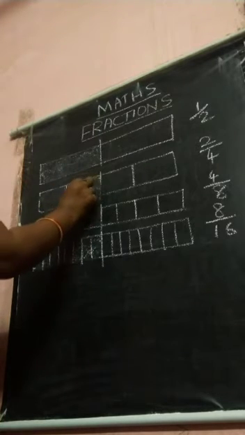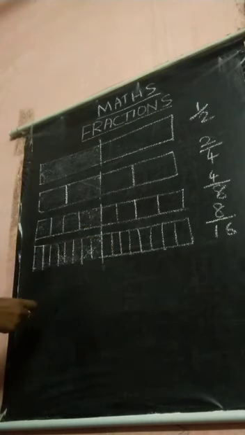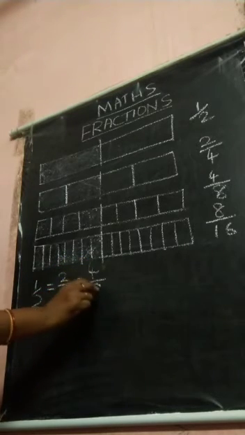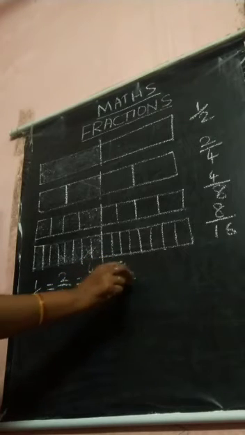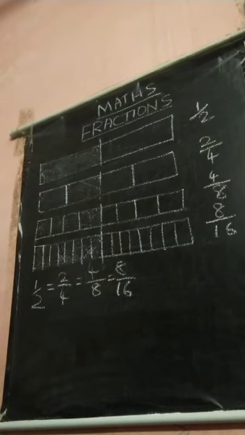But all are equal parts you shaded. So 1 by 2 equals 2 by 4 equals 4 by 8 equals 8 by 16. Though colored in different parts, you shaded the equal parts only. See the first picture, 1 by 2. In these 2 parts, you shade 1 part. Below, next one, 4 parts are there, you shaded 2 parts. That is also equal to the first picture.